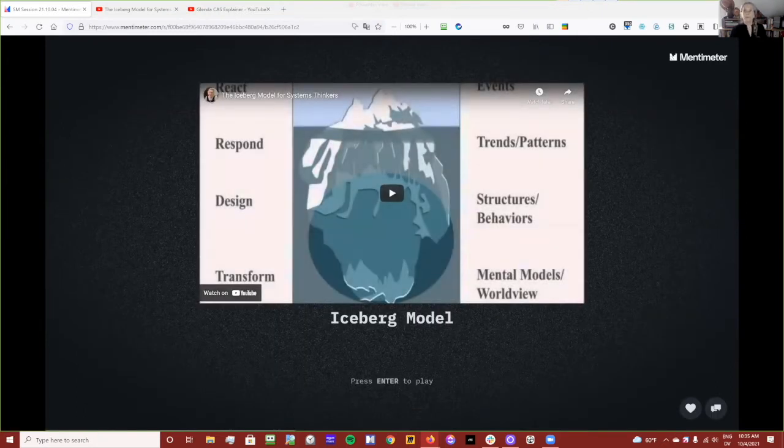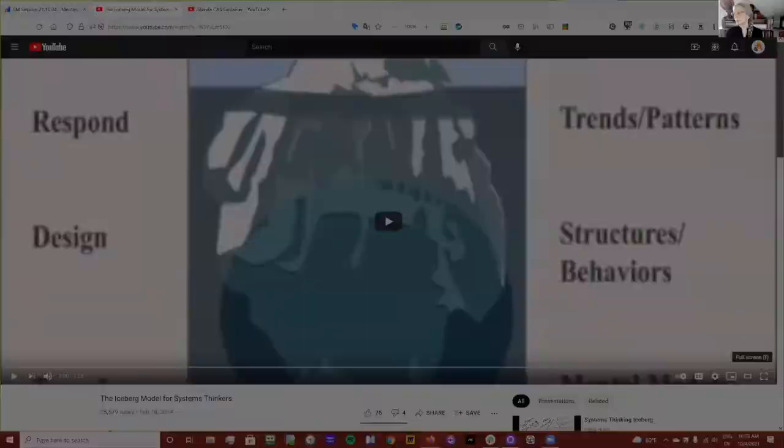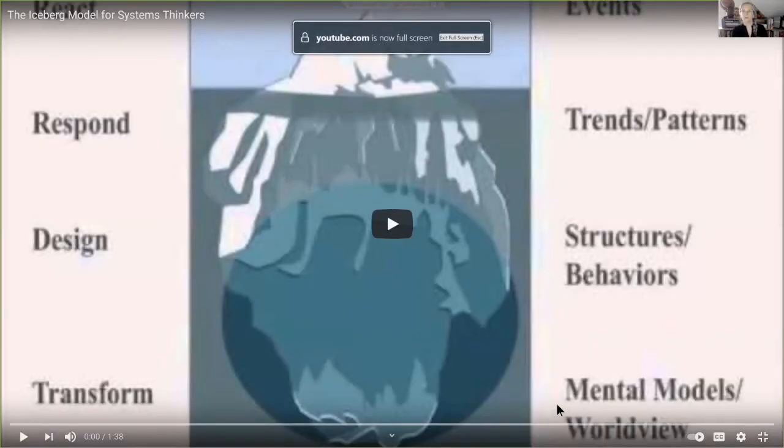The next model is the Iceberg model, and I chose to go on the internet and find somebody explaining this as succinctly as possible, and I don't know who this is, but I'm going to share it with you.